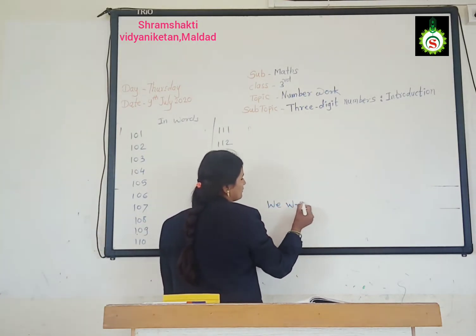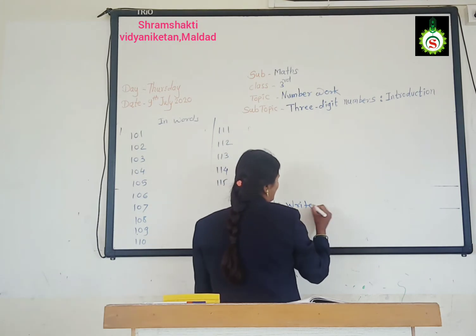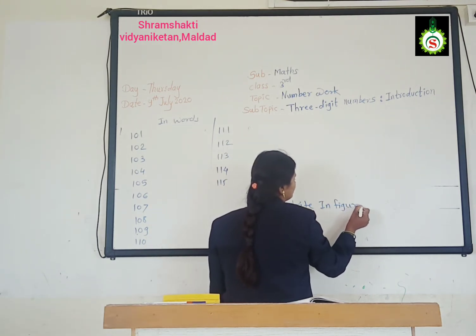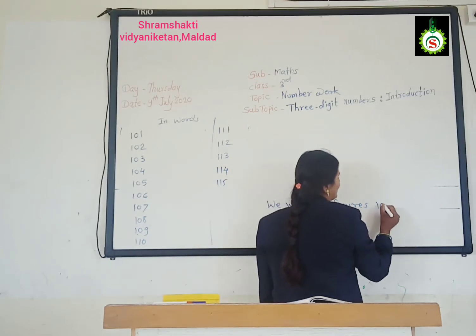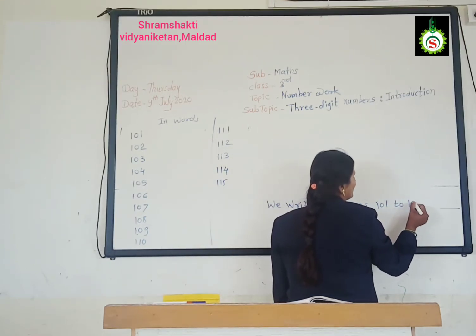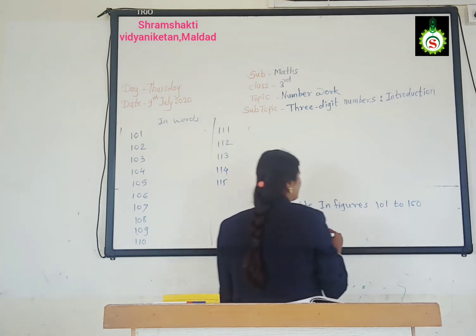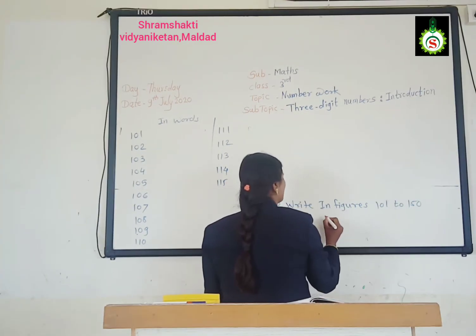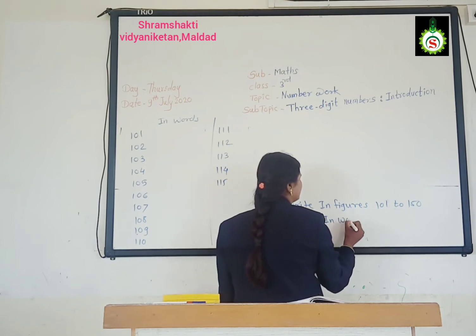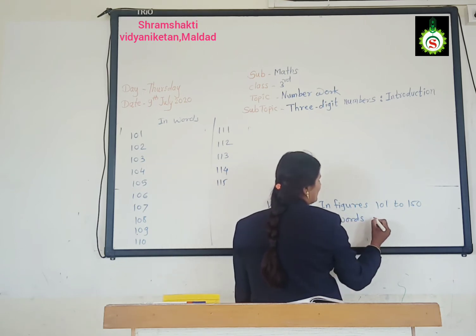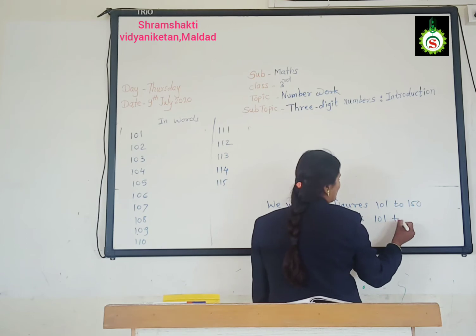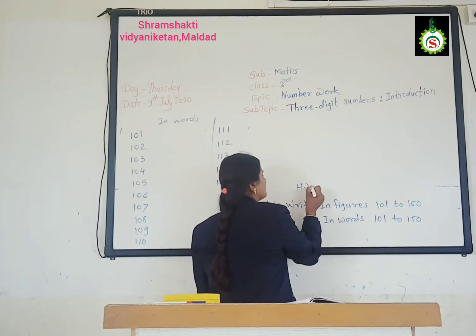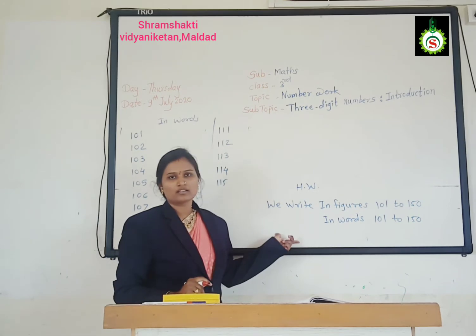We write in figures 101 to 150, in figure and in word. In word also we write 101 to 150. That is your homework. Okay?